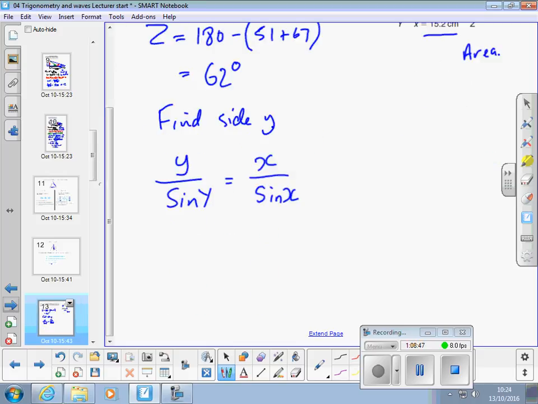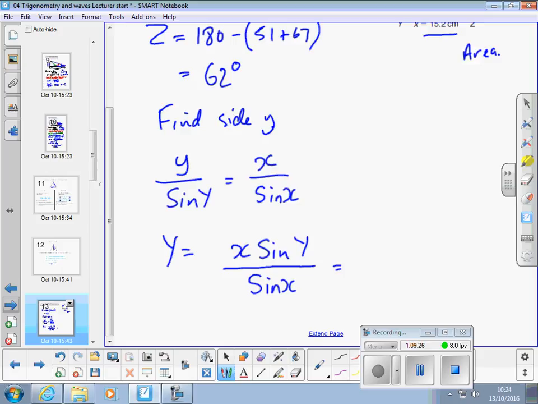Now we've got to rearrange that so it says Y equals something. What do I do? Multiply by, yeah, and that's the angle Y, yeah? So multiply by sine Y. Now we can put the numbers in.